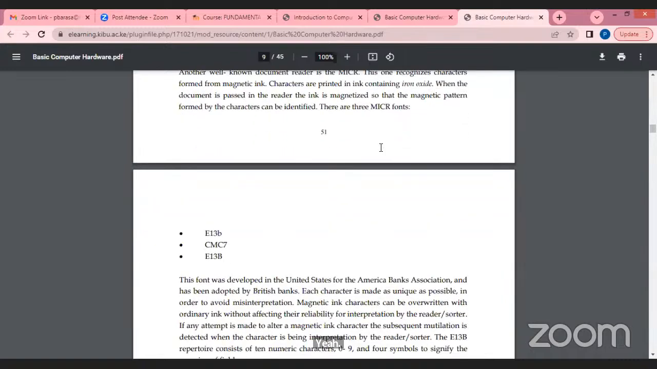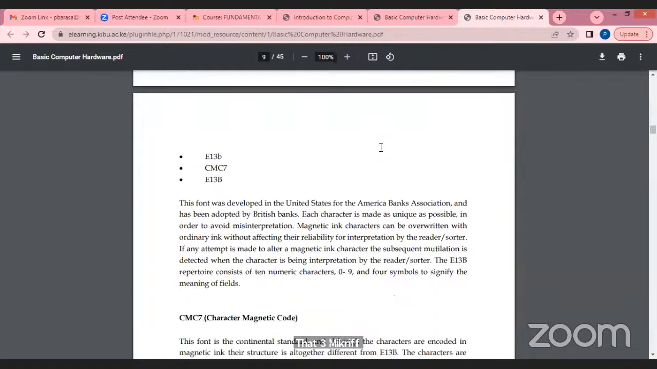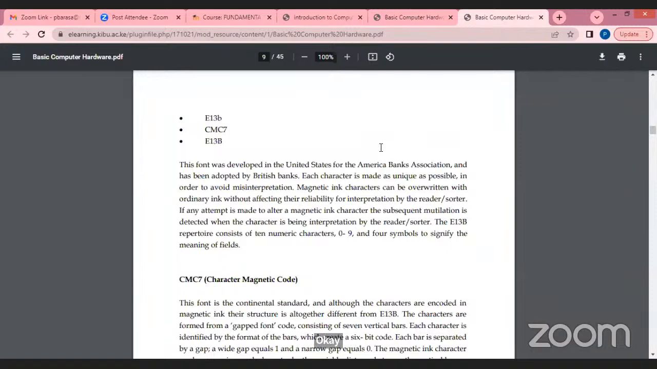We have the E13B, CMC7. So these are the things we're talking about. The fonts were developed in the United States for the American Bankers Association and have been adopted by British banks. Each character is made as unique as possible in order to avoid misrepresentation.